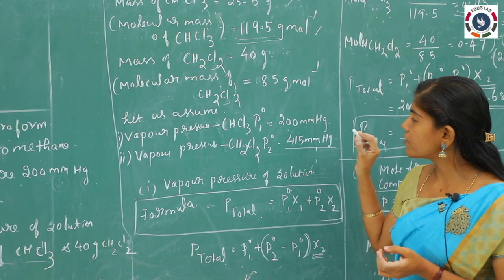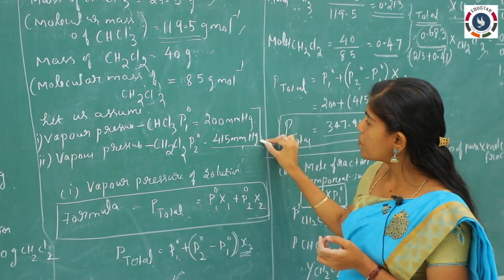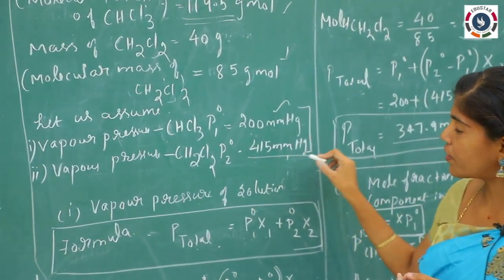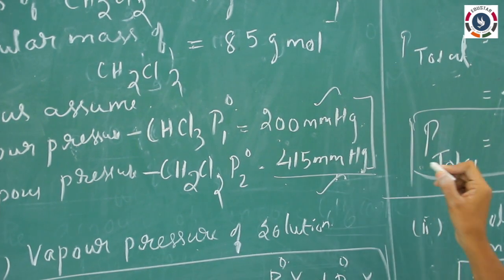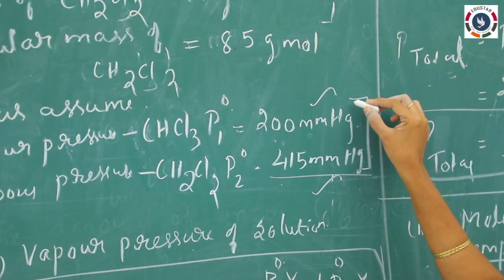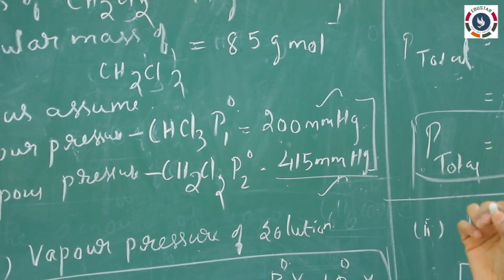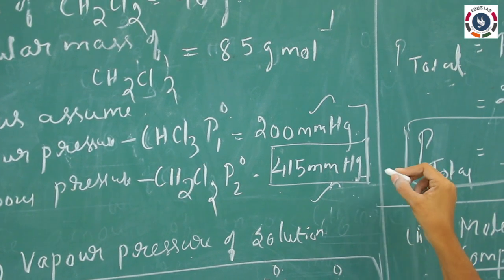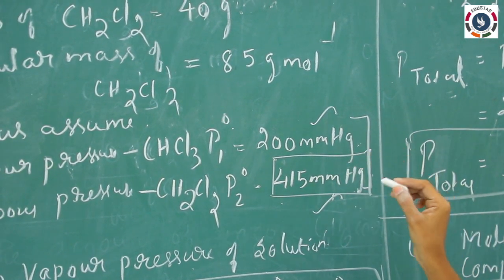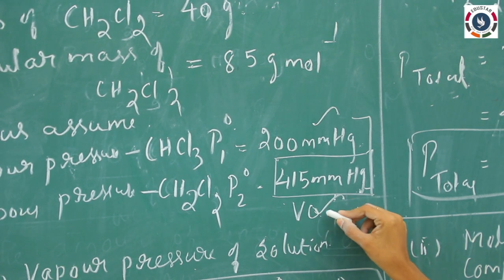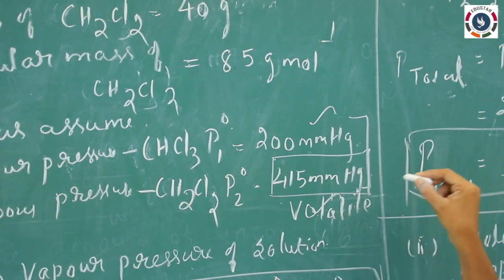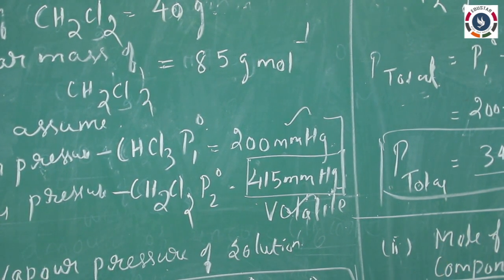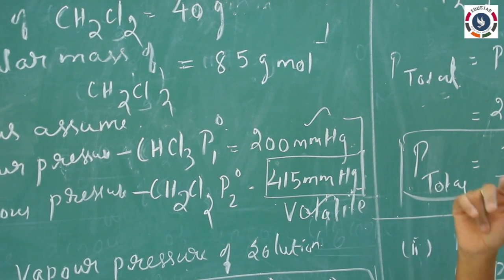So, one more interesting piece of information in this problem: the vapor pressure of chloroform is 200 mmHg and the vapor pressure of dichloromethane is 415 mmHg. When comparing these two values, we can conclude that dichloromethane, whose value is the larger one, is the more volatile compound present in the solution. Suppose in MCQs they may ask you which one is volatile and which one is less volatile. Just compare the values.